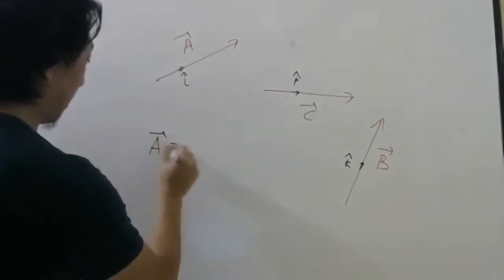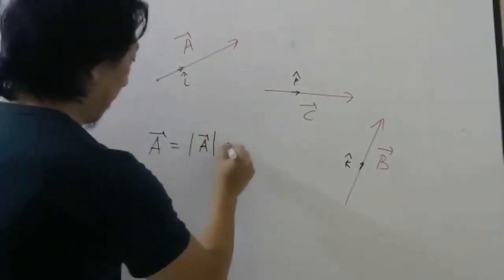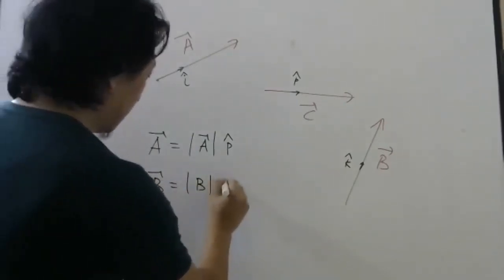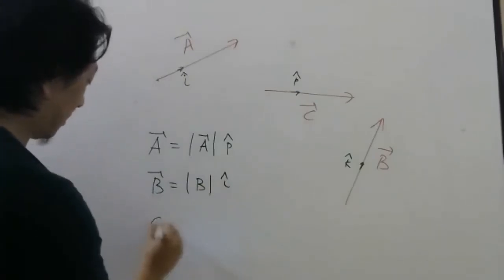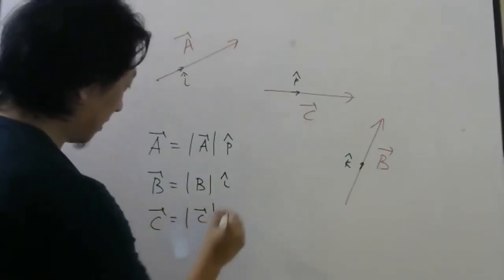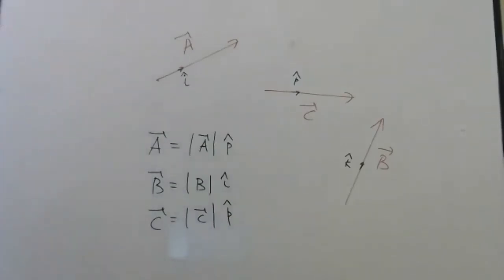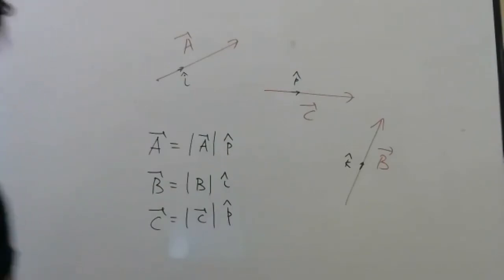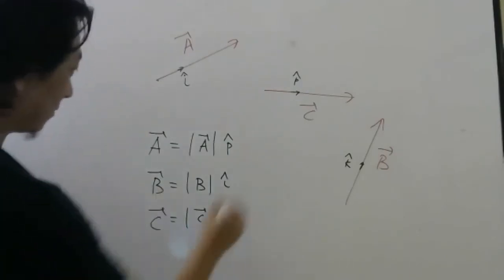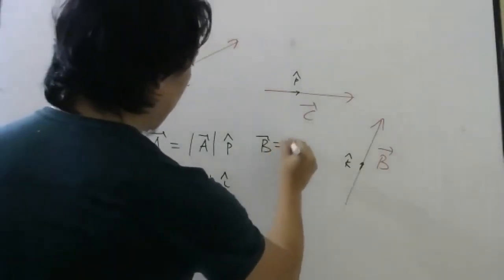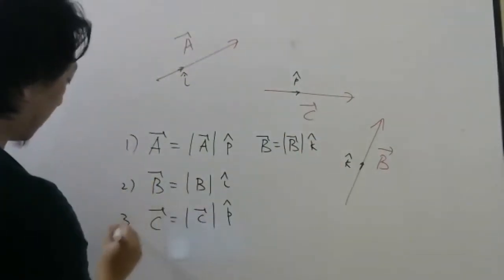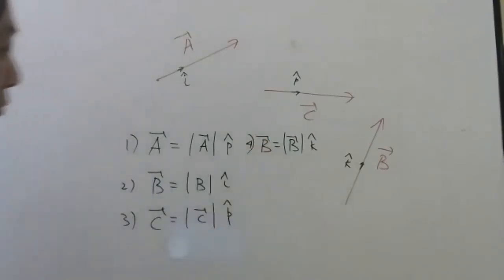If I write A bar equals mod of A bar P cap, B bar equals mod of B bar I cap, and C bar equals mod of C bar P cap, then out of this, which ones are wrong? Which ones are correct? Some of them are wrong, some of them are right. Let me write one more. B bar equals mod of B bar K cap. First, second, third, fourth. So which ones are wrong?